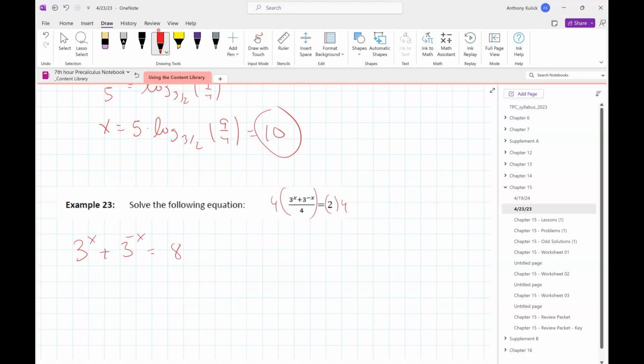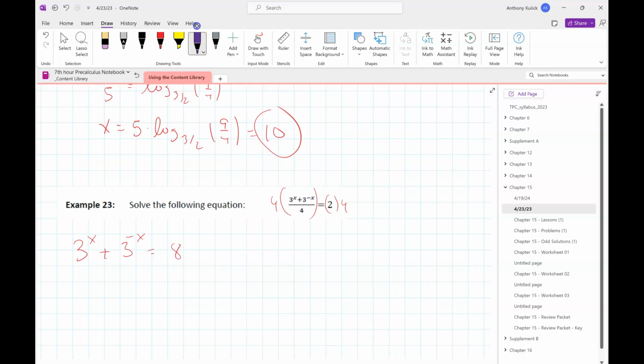Everybody's good there? Can I add 3 to the x and 3 to the negative x? Can I add those two things together? No! To add things together, they must be identical. Are they identical? No, the exponents are different, right? Okay. So what am I going to do here?